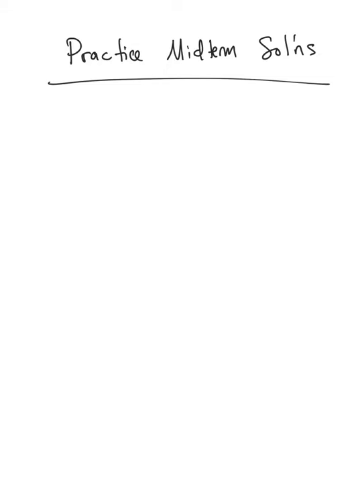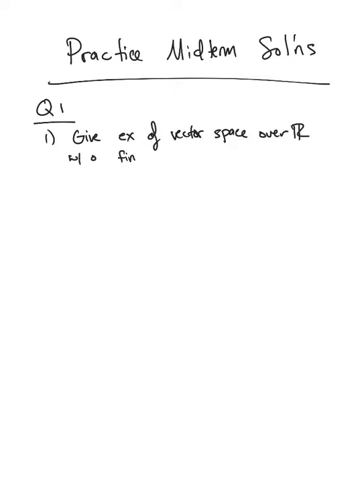All right, let's do a midterm. Okay, so we have question 1. We had 3 parts. The first is give an example of a vector space over R without a finite basis. Okay? So there are a lot of examples here.